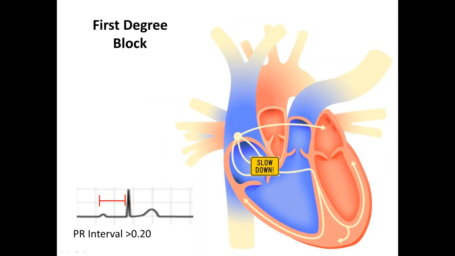In the case of a first-degree block, the electrical impulse follows the same electrical pathway, but the pause at the AV node is longer than normal. This longer pause results in a PR interval which is greater than 0.20.